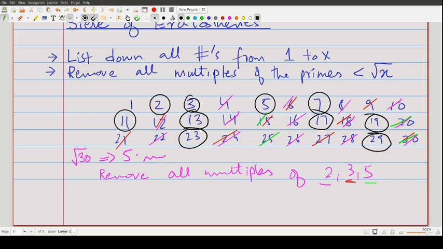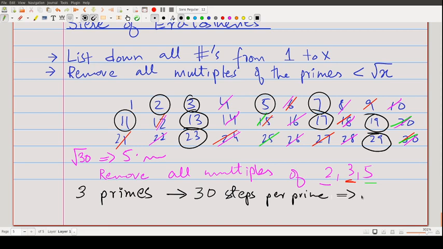Well, so the idea is, let's check the number of operations. What you're doing is, let's suppose we have 3 primes, and all we're doing is removing multiples of each prime, and it will take about 30 steps per prime, and so it will only take about 3 times 30, that is 90 operations to do.